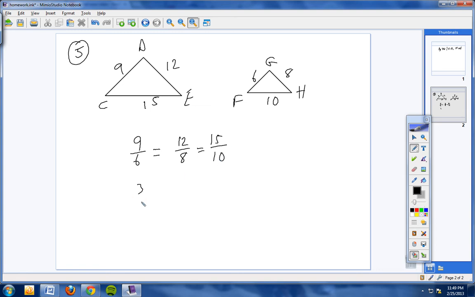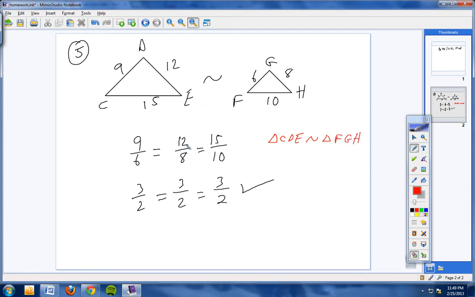If you reduce, you get 3 halves, 3 halves, and 3 halves. So we are good. Now we have proven by side proportionality that these two triangles are similar. Now they want you to write a similarity statement. So we would say triangle CDE is similar to triangle FGH.